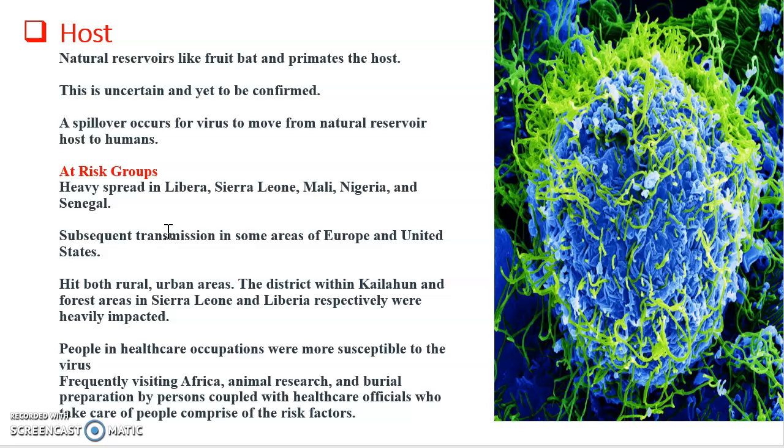You can realize that the groups that are really at risk of getting this virus are people that live in areas of Liberia, Sierra Leone, Mali, Nigeria, and Senegal. These were countries that were heavily impacted in the African region, and subsequently transmission occurred in areas in Europe and in the United States.